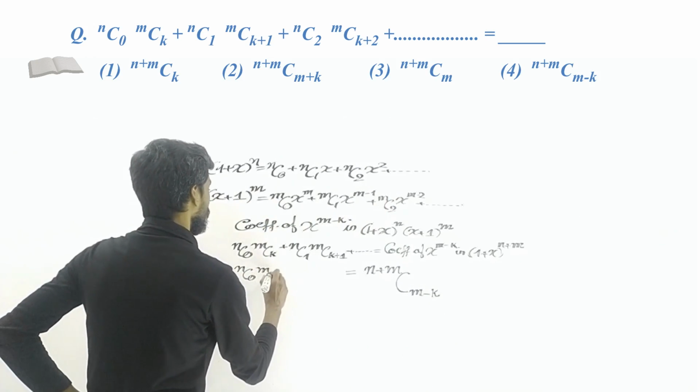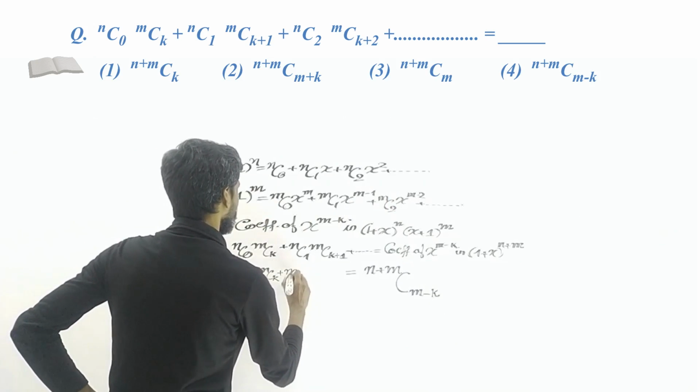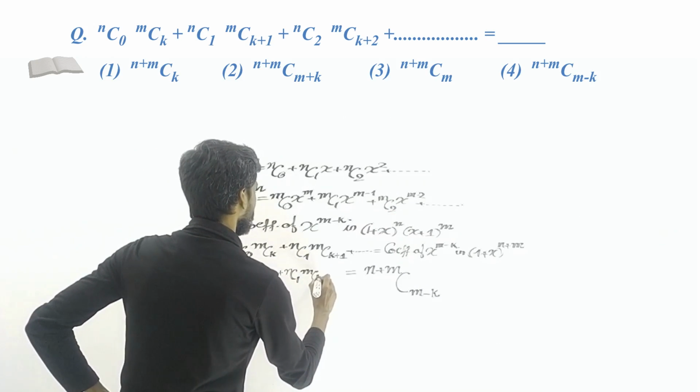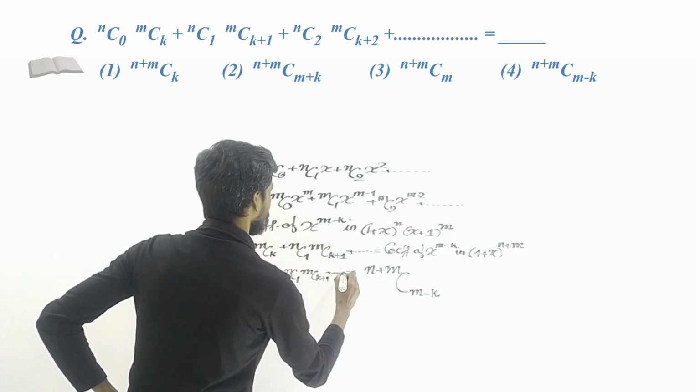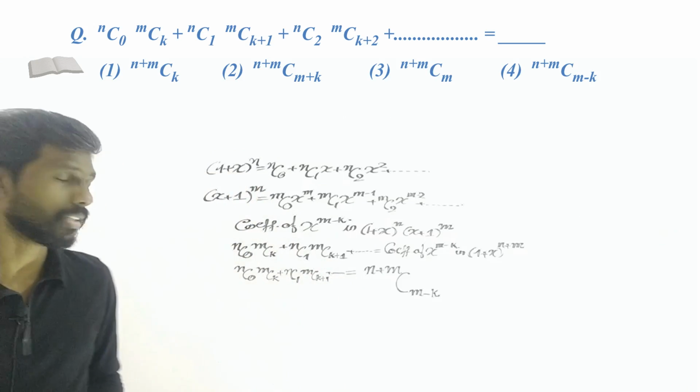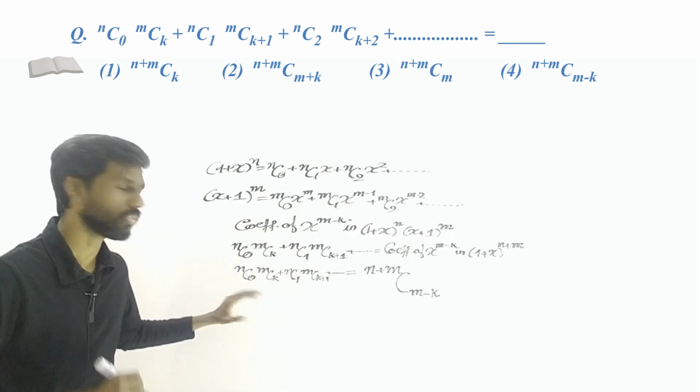So NC0, MCk plus NC1, MCk plus 1 plus etc. Okay, so that's all. So this is a result which you have to remember. This is the most generalized result.